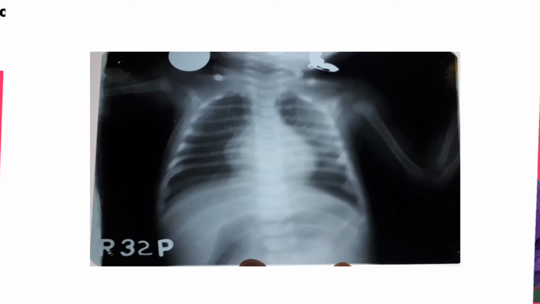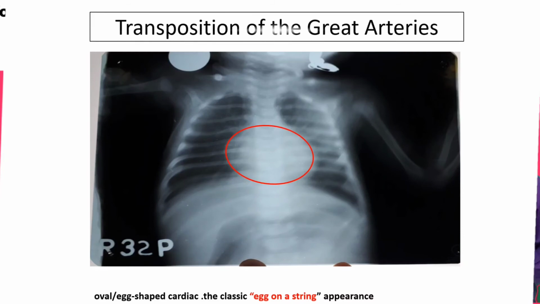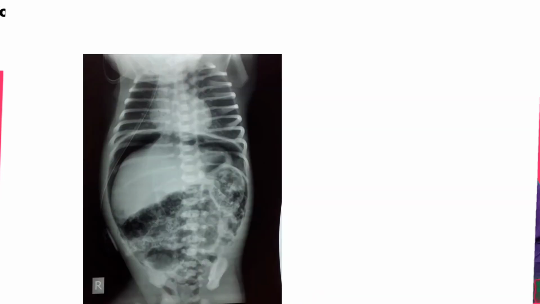And guys, this is another thing. What can you see in this X-ray? Can you see the heart size is slightly oval? This is the egg-shaped heart. What is the egg-shaped heart? It is due to the egg-on-string appearance, and that is found in transposition of the great arteries, TGA. So you can see this in this X-ray.